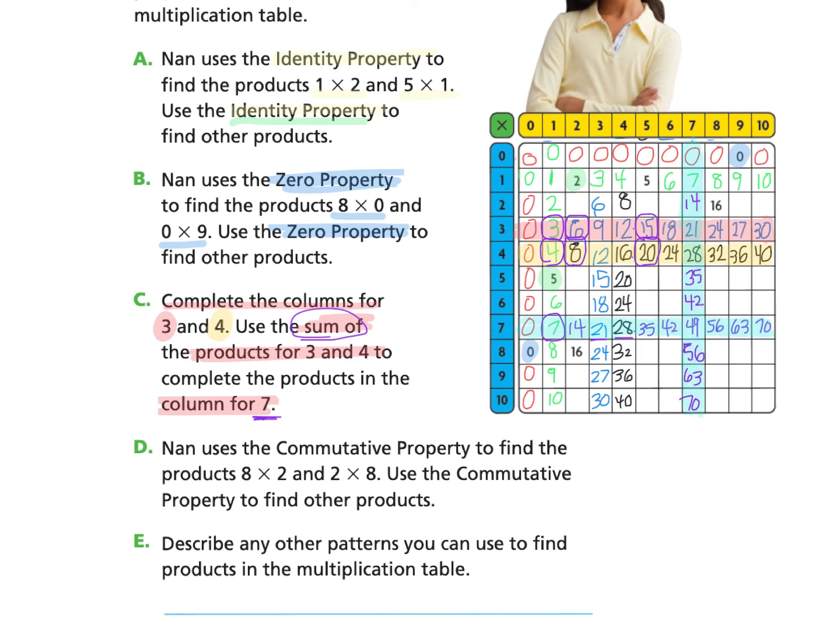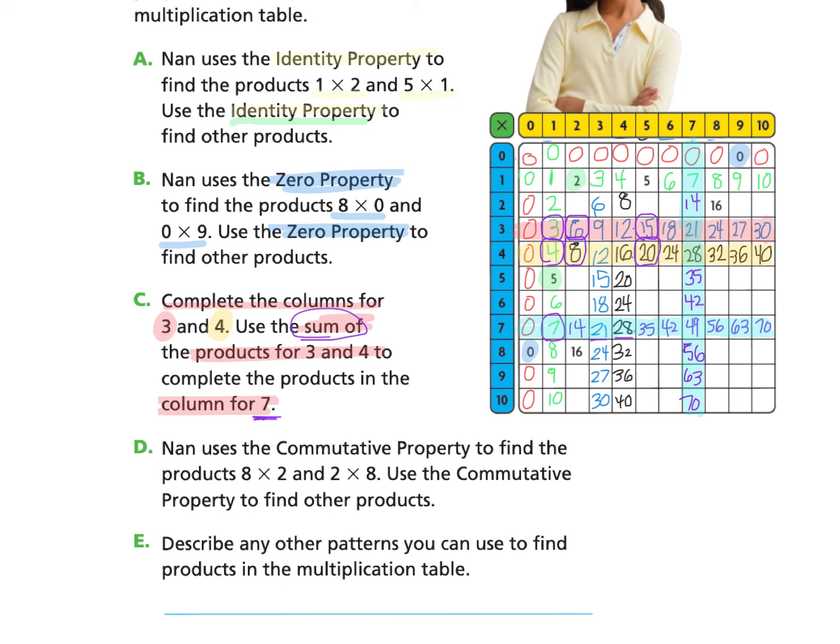So now I have filled in column 7, and I've highlighted them blue to demonstrate that I completed them horizontally and vertically. So you can check your answers. You can pause this video if you'd like. Let's move on to part D.